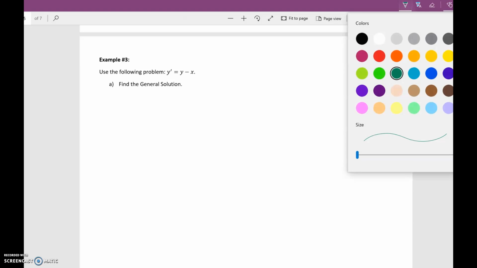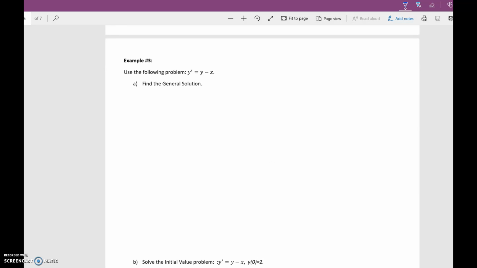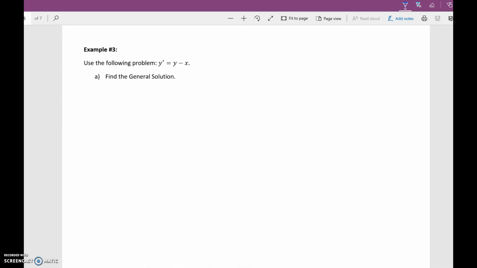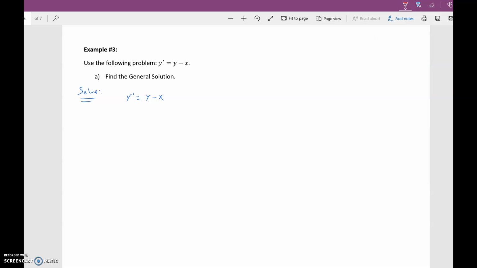Hi class, let's take a look at example 3. I wanted to use example 3 to illustrate Euler's method on how to approximate solutions to differential equations. On part A of this problem, they want us to solve y prime is equal to y minus x, and let me put it in standard form.